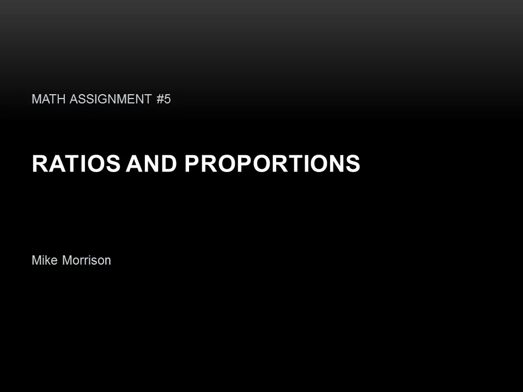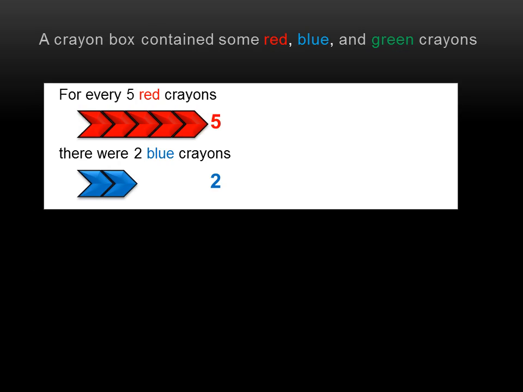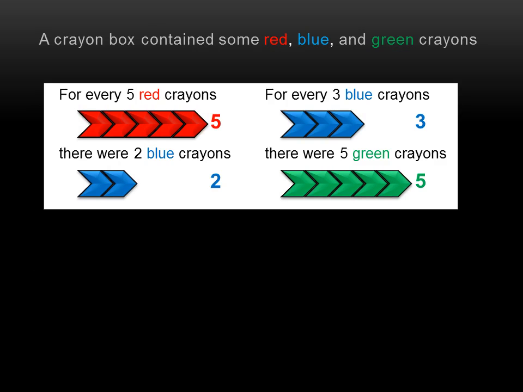Welcome to this presentation of Math Assignment number 5 on ratios and proportions. A crayon box contains some red, blue, and green crayons. For every 5 red crayons, there were 2 blue crayons. For every 3 blue crayons, there were 5 green crayons.